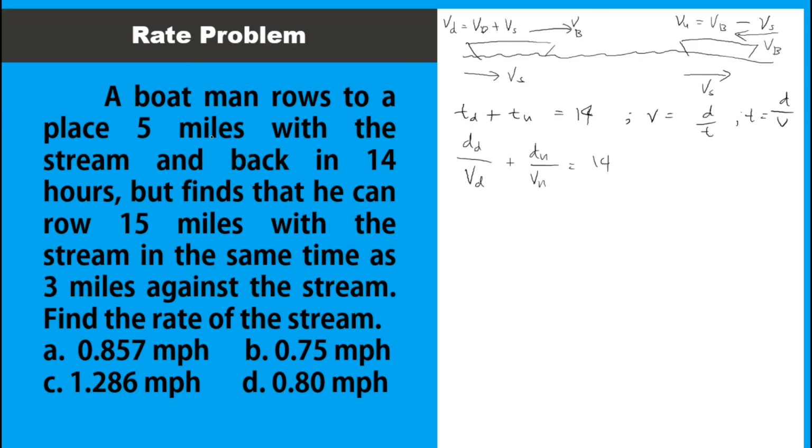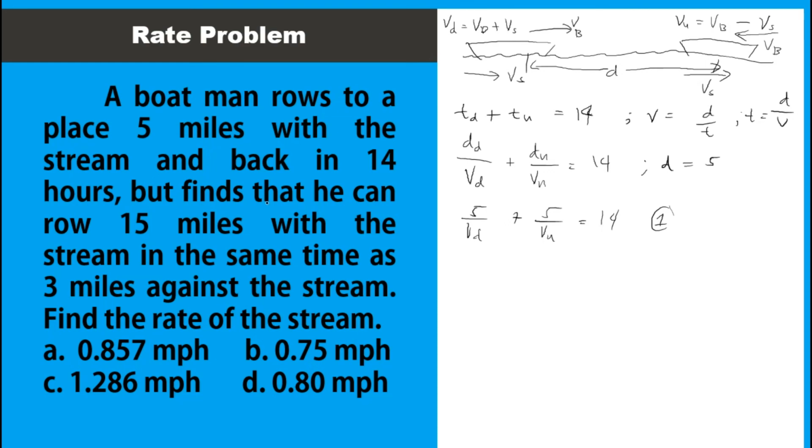You have here the distance, which is given as 5 miles. The distance traveled is the same going back and forth, so the distance is equal to 5 miles. So you have 5 over v sub d plus 5 over v sub u is equal to 14. So we have our first equation.